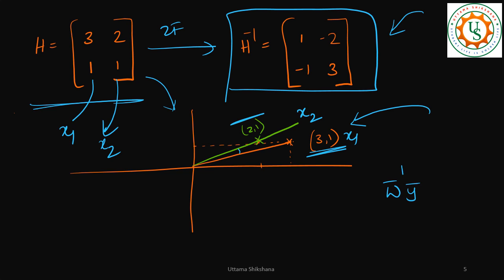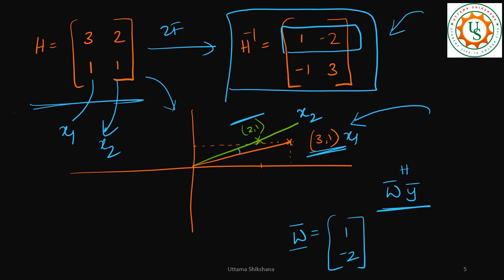So usually w bar Hermitian, y bar is the consideration, right? So what would be w bar? Let's say W. So W would be, in the H inverse, we should consider the row vector. Okay. So then my W would become 1, minus 2. This is the vector I should be using as a receive weight vector. If I use this, then if I perform this operation, what I get is x1.